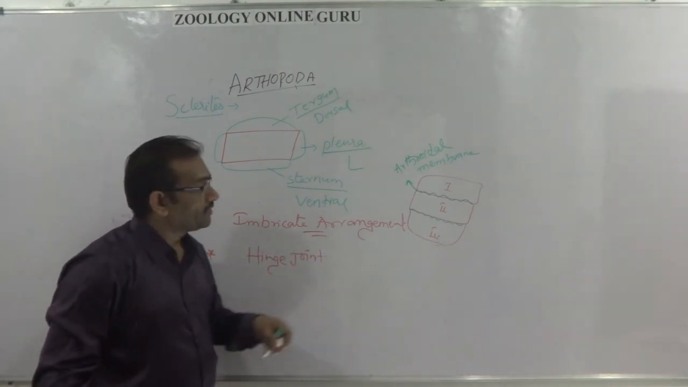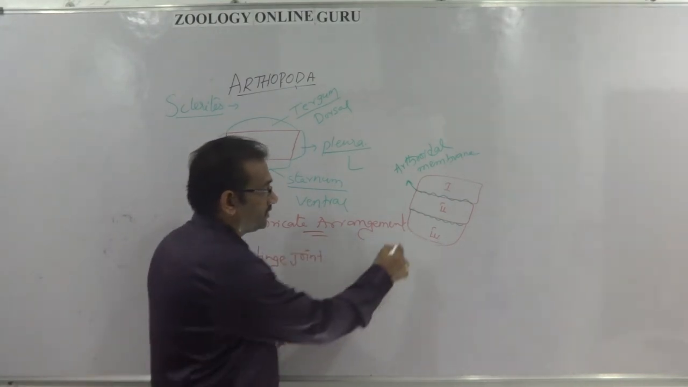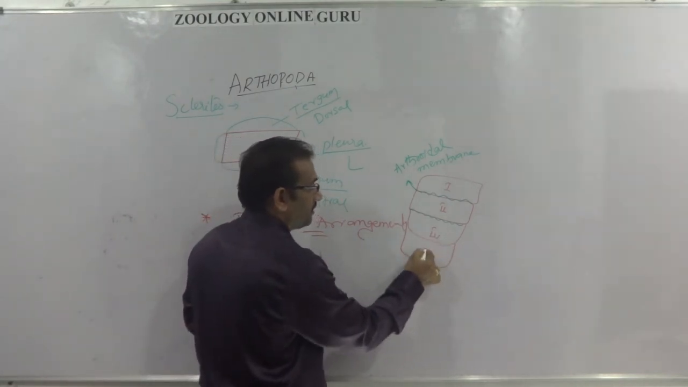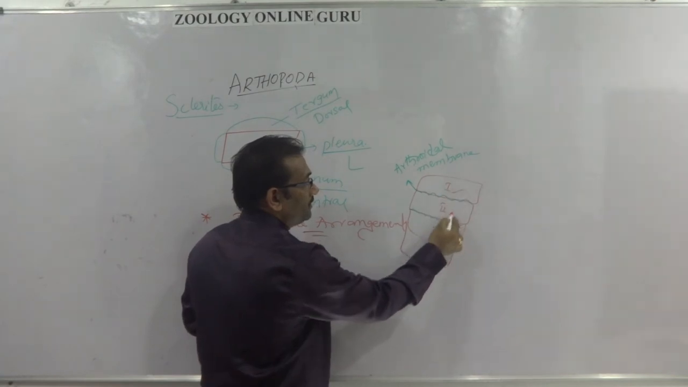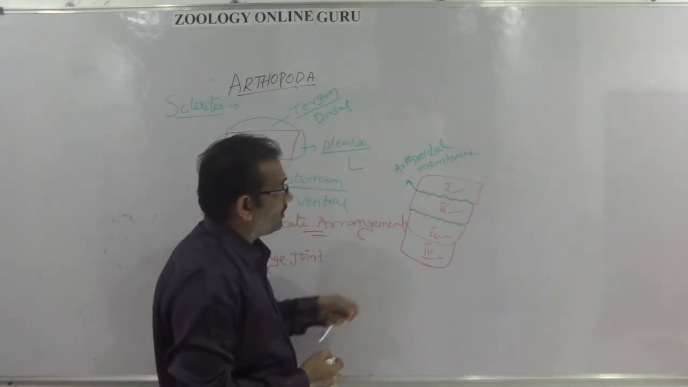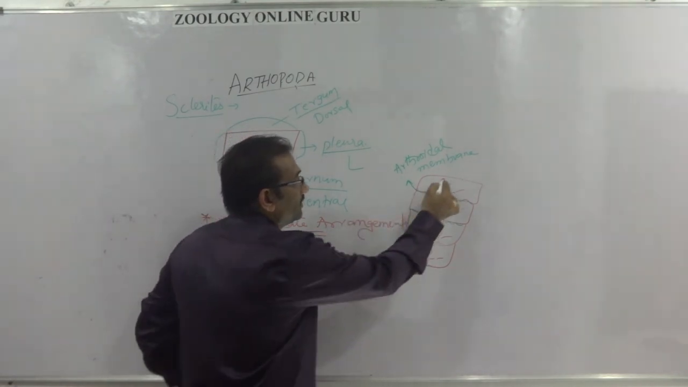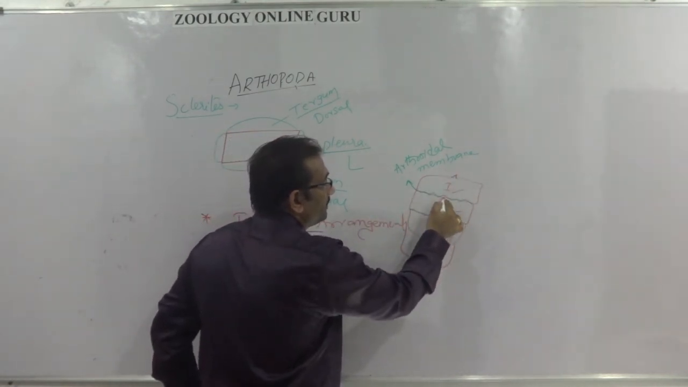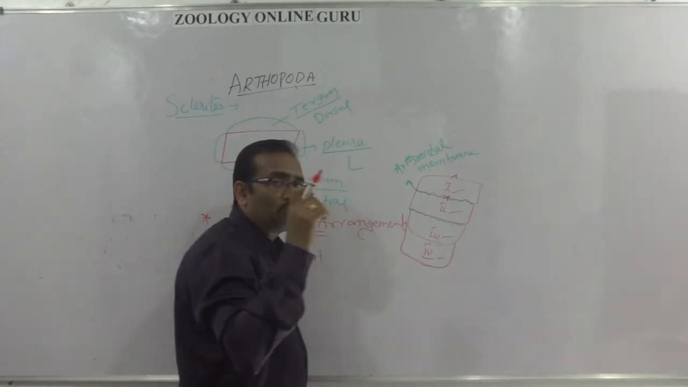Hinge joint. In the abdomen, these are the segments: first segment, second, third and fourth segments. If you take every segment, it is linked with a hook-like structure.